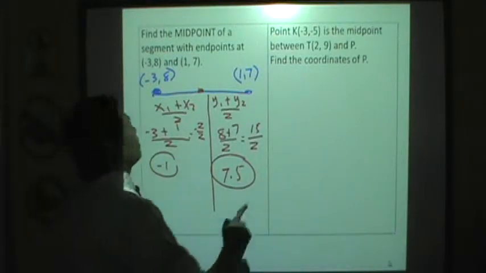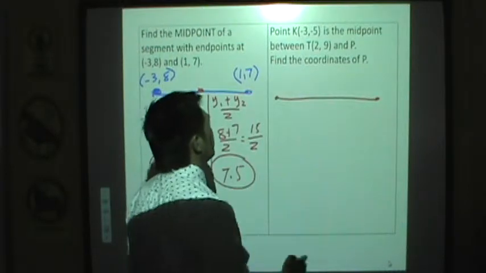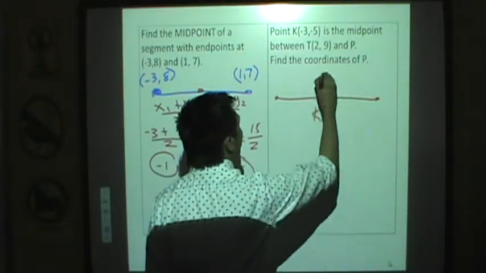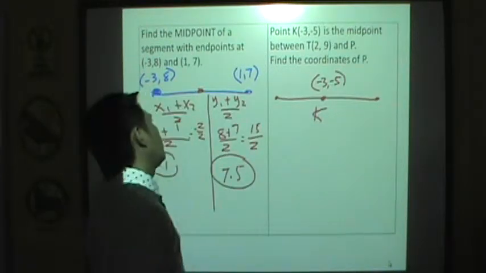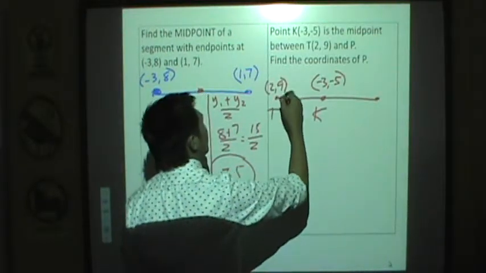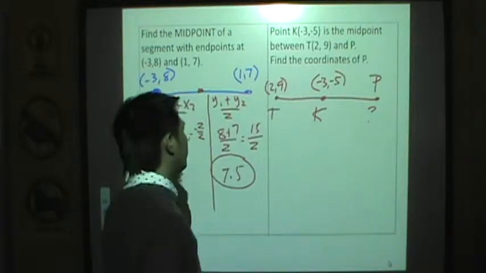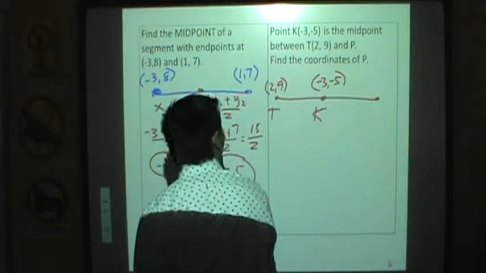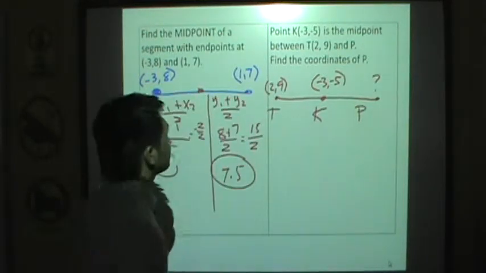Okay? Point K. Point K is the midpoint. I'm going to write K here, and then (-3, -4). Point K is a midpoint between T and P. The question is, what are the coordinates of point P? Let me put that properly up there.